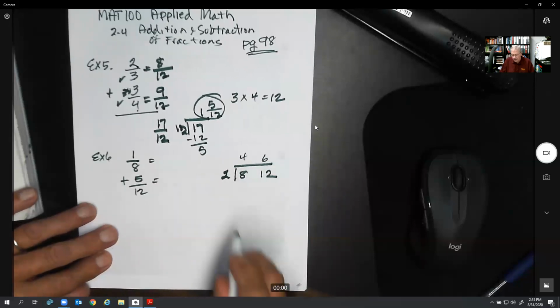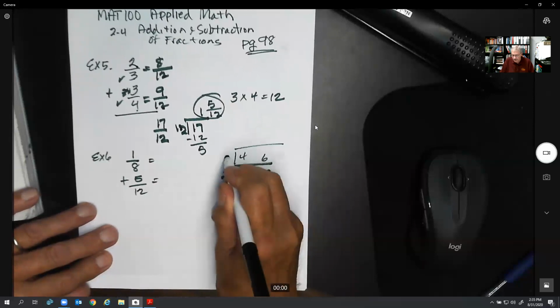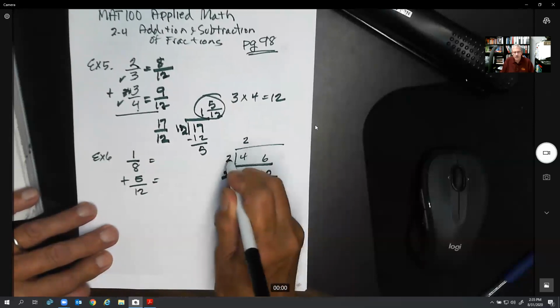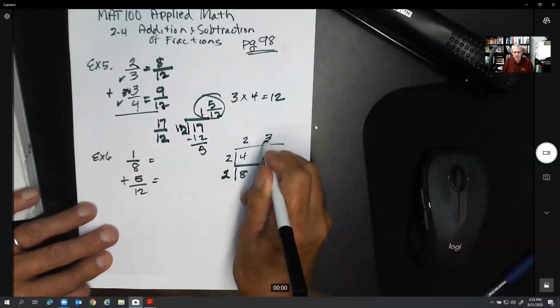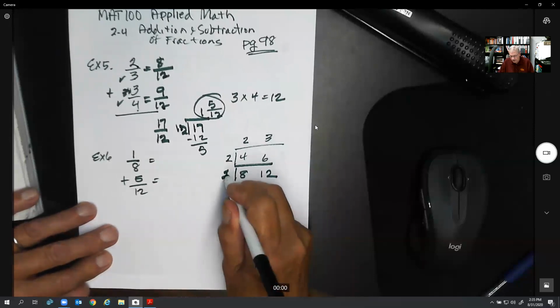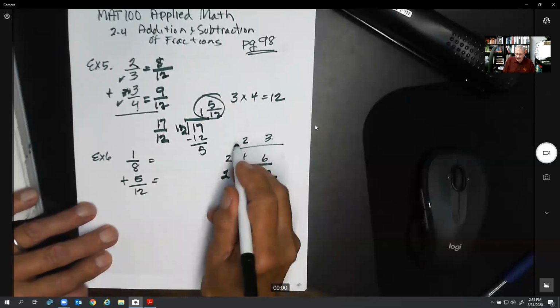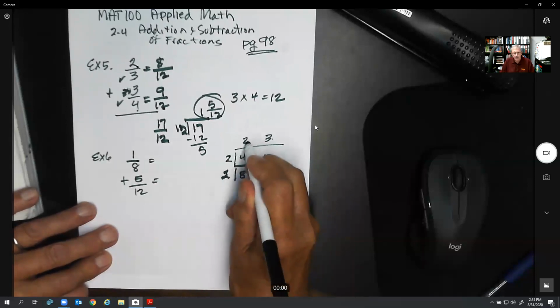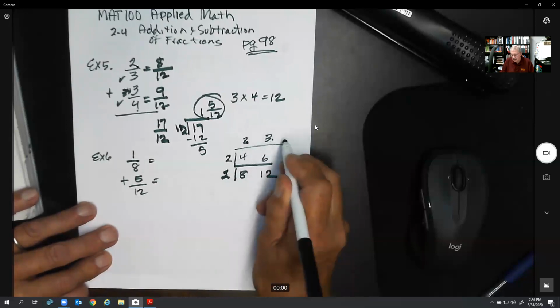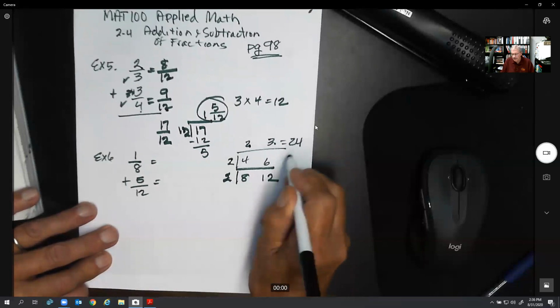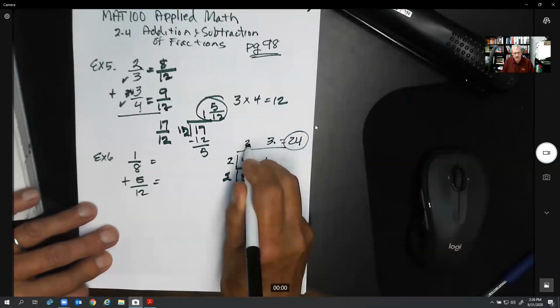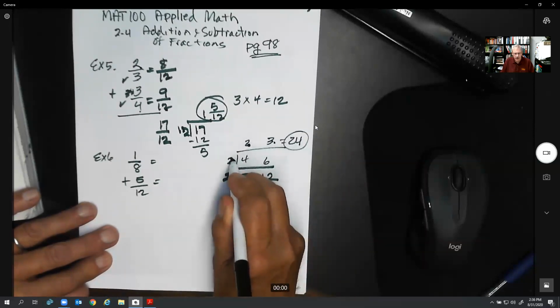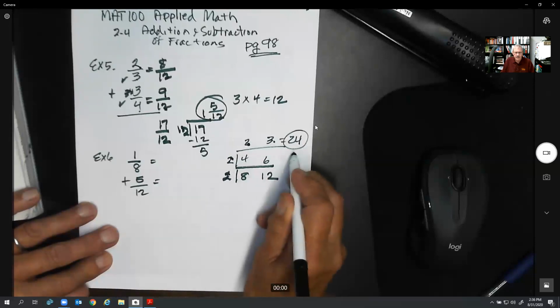Can I divide them again? Yes, by 2. 2 into 4, 2. 2 into 6, 3. Now I'm going to multiply all these numbers that are on the outside. I can't divide anymore. So 2 times 2 is 4. 4 times 2 is 8. 8 times 3 is 24. 3 times 2 is 6. 6 times 2 is 12. 12 times 2 is 24.